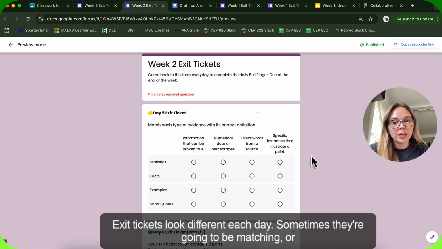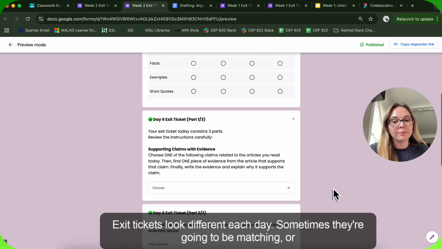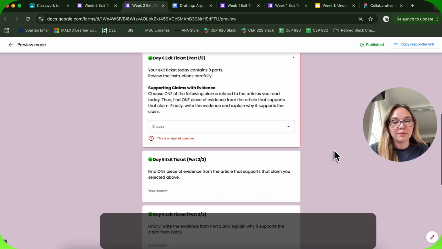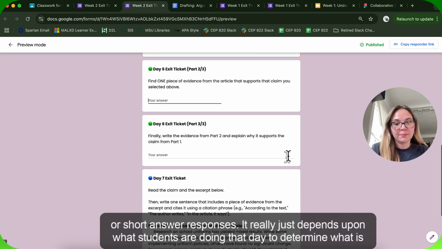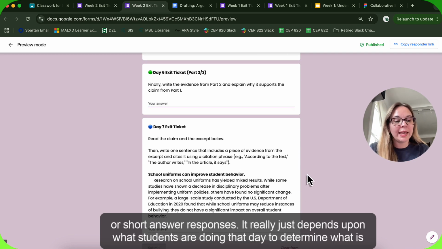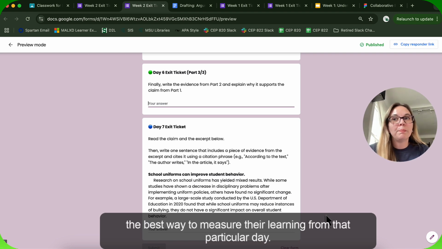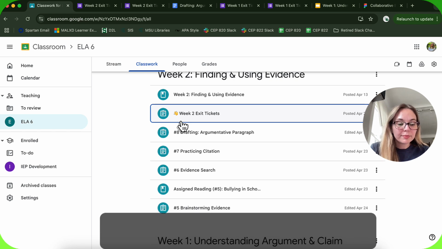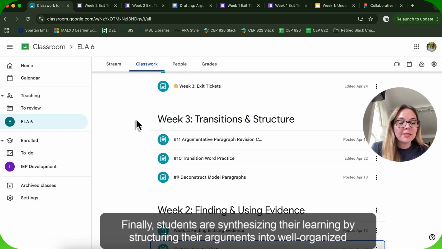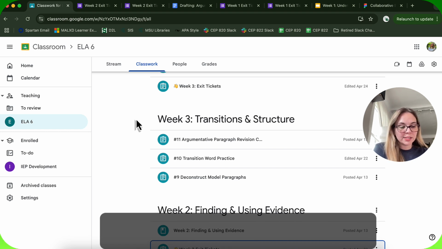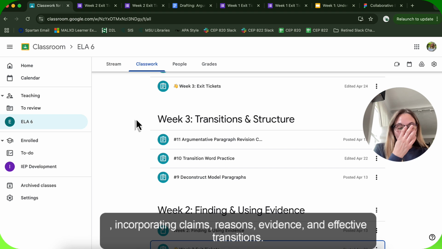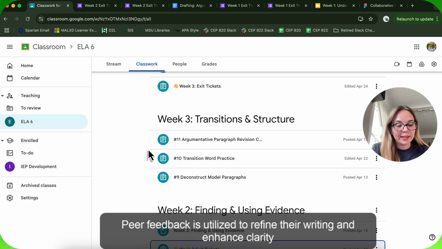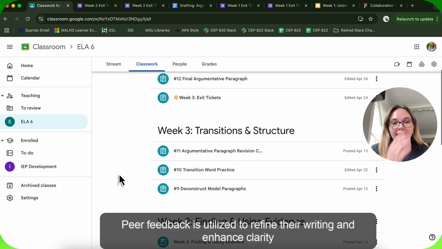Exit tickets look different each day. Sometimes they're going to be matching or drop downs or short answer responses. It really just depends upon what students are doing that day to determine what is the best way to measure their learning from that particular day. Finally, students are synthesizing their learning by structuring their arguments into well-organized paragraphs, incorporating claims, reasons, evidence, and effective transitions. Peer feedback is utilized to refine their writing and enhance clarity.